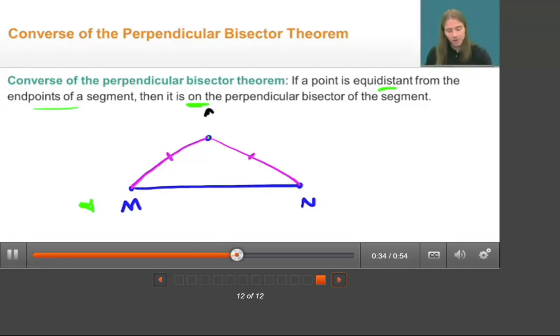The perpendicular bisector will pass through the given point, and since it's a perpendicular bisector, it'll be perpendicular to line segment MN, and furthermore, its intersection point at MN will be equidistant from points M and N, which means that these two line segments are also congruent.